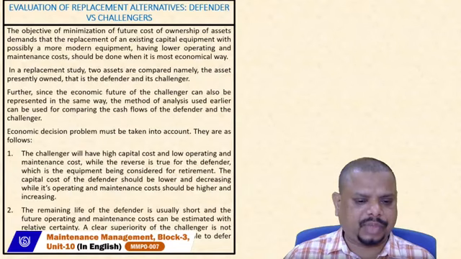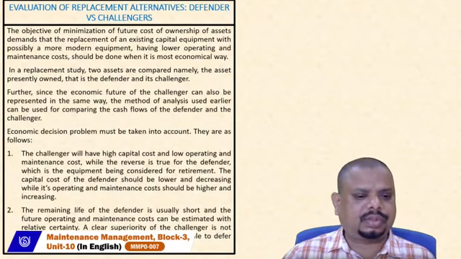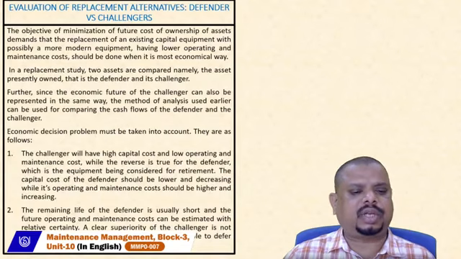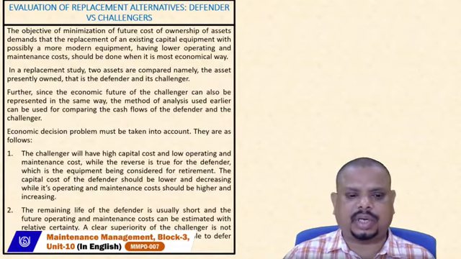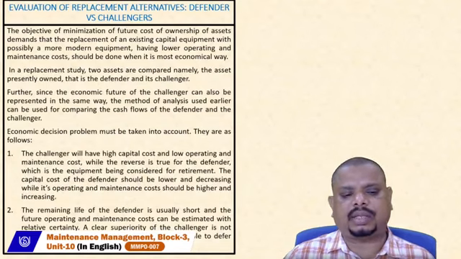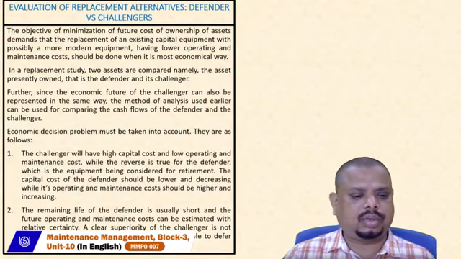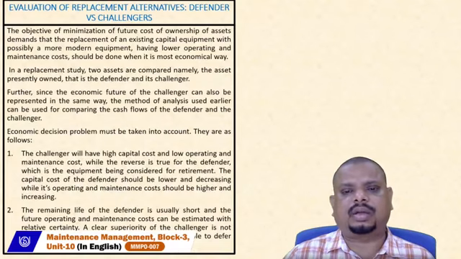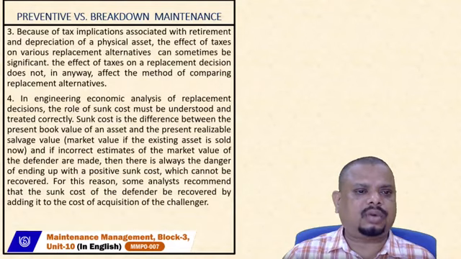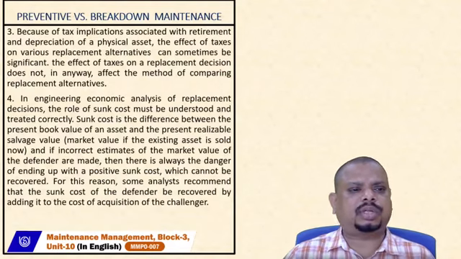This is one aspect. The next important part is, if you go for the Defender point of view, in that case they usually are short, and the future operating and maintenance costs can be estimated related to the certainties. But in case of Challengers, they are brought out by the analysis, which is advisable to the Defender by taking the replacement decisions.